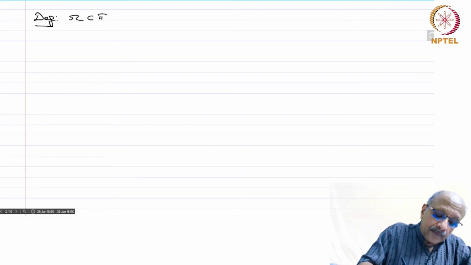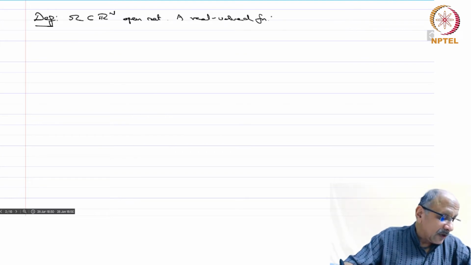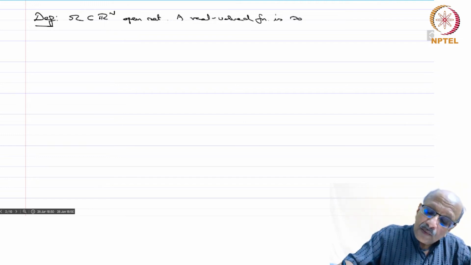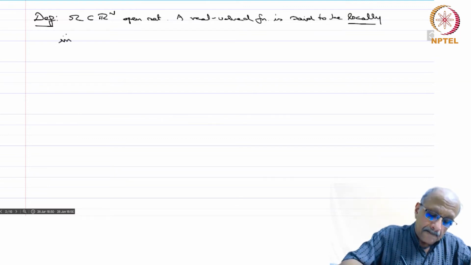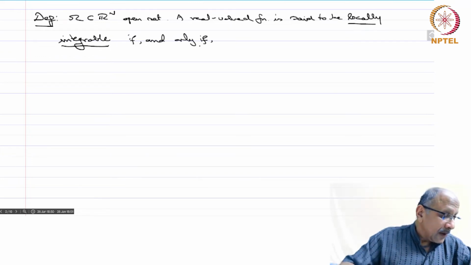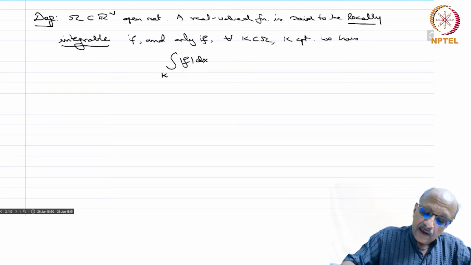Omega in Rn, an open set, a real valued function. So as I said, complex valued is also fine if you are dealing with complex things, but we are going to deal with reals most of the time, and it's all applicable to complex valued functions. It is said to be locally integrable if and only if for every K contained in omega, K compact, we have the integral of mod f dx over K is finite.